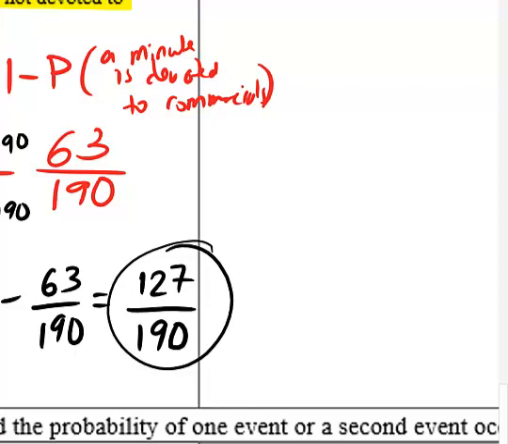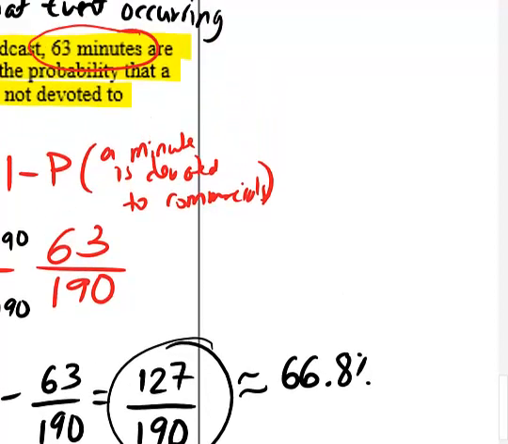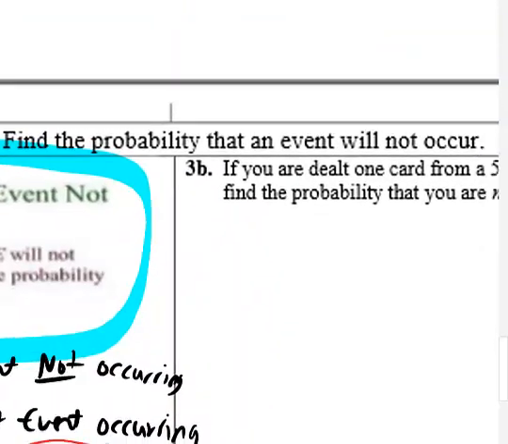So you have a 127 out of 190 chance of any random minute. Let's say you only catch 1 minute of a game. Then your chances of it being a minute that's not devoted to commercials is about 66.8%. So I mean, that's not that great. You might see a commercial.